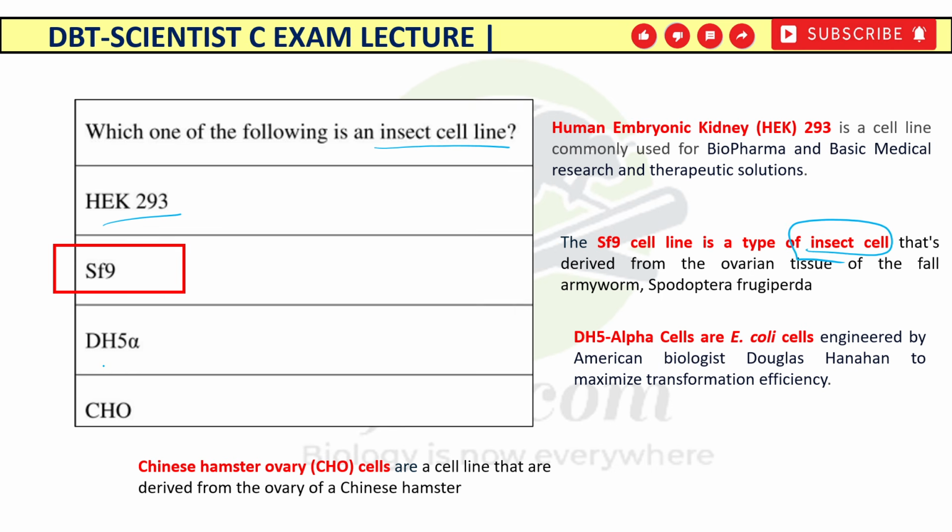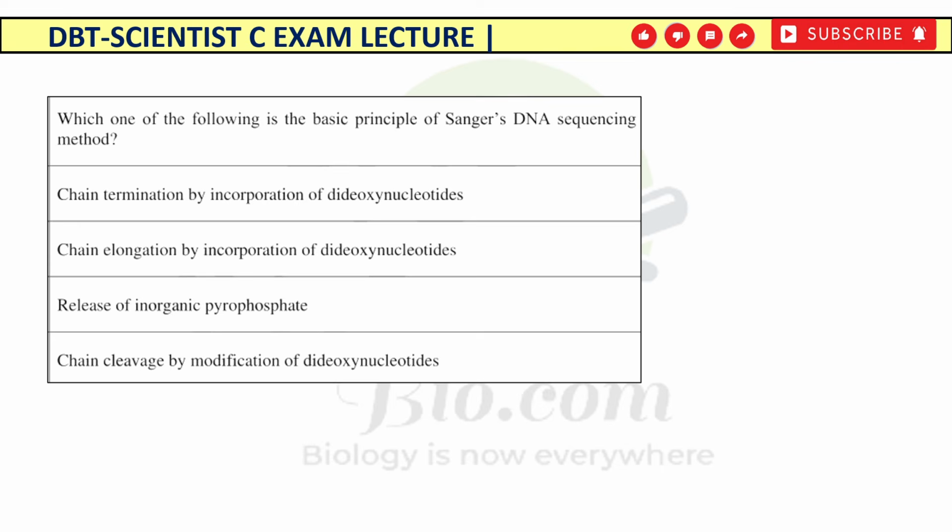So SF9 is a cell line that is a type of insect cell, right? And DH5 alpha is an E. coli cell, which is engineered to maximize the transformation efficiency, so we use the DH5 alpha cells. Now Chinese hamster ovary cells, ठीक है, CHO ये है. It is derived from the ovary of the Chinese hamster. So again your answer is SF9.